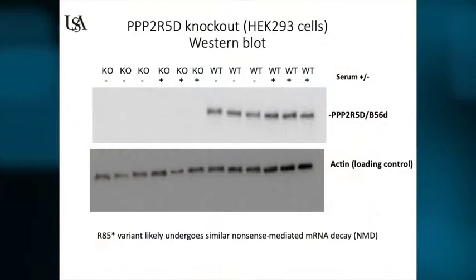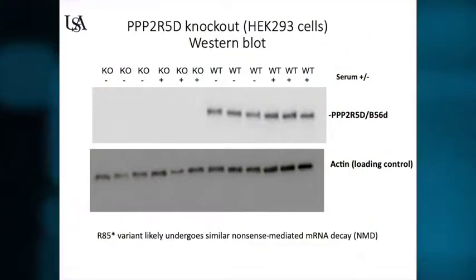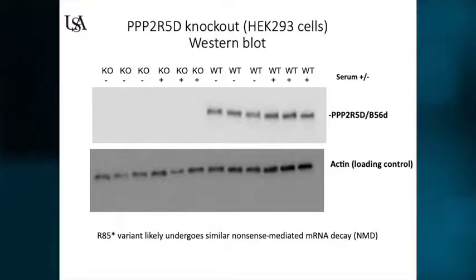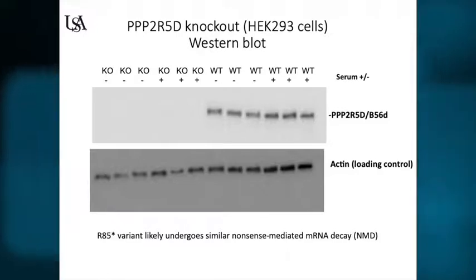And this is the take-home. So the take-home is basically, it was successful. This is the wild type. This was just grown plus or minus serum. And this is R5D. And in the knockout, we're not seeing any expression.